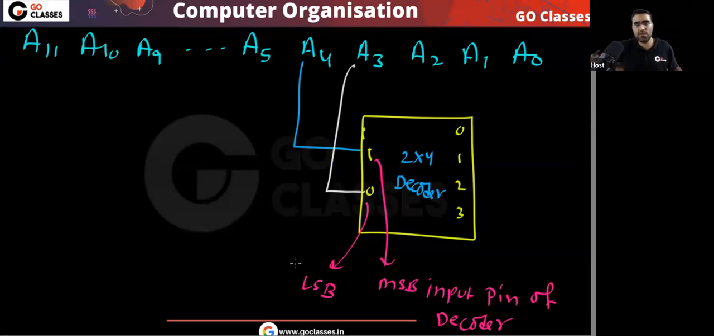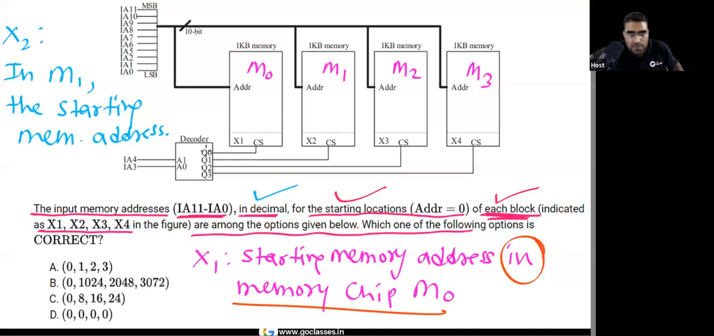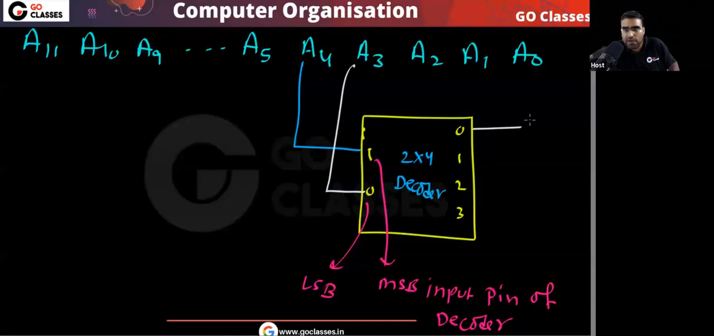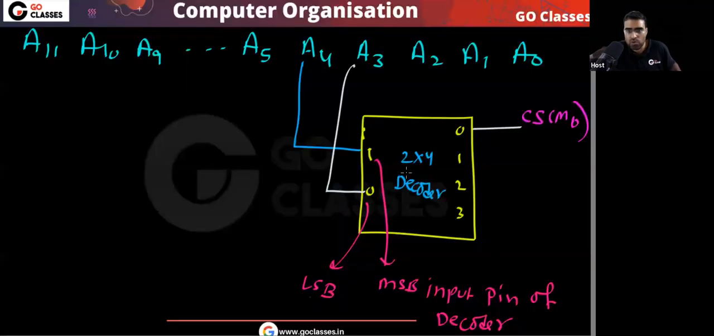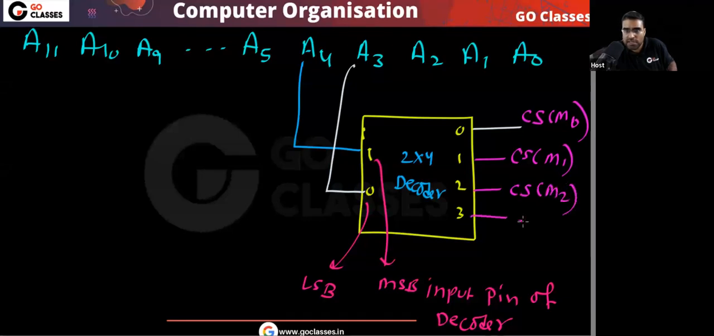So like this, they have connected. And what have they done with the outputs? This Q0 is connected to what? It is connected to the chip select of M0. Yes or no? This is connected to chip select of M1, this is connected to chip select of M2, and this is connected to chip select of M3. So that's it. This is the question.